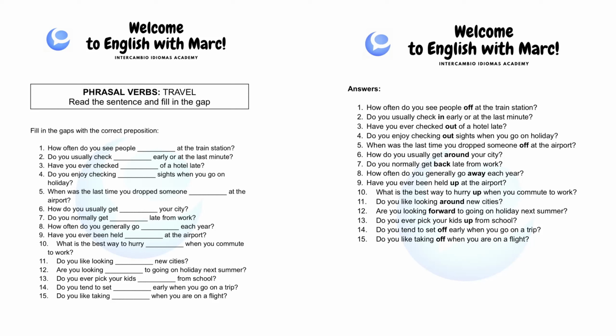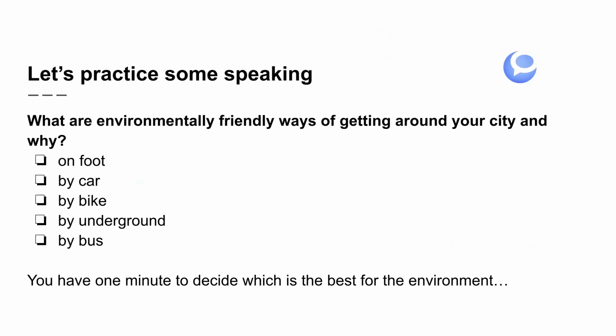Now, what we're going to do is move on to the next task. The next task is a conversation task. We are going to discuss the environment. So the question is, what are environmentally friendly ways of getting around your city and why? Which ways are eco-friendly, sustainable ways to get around your city? We have on foot, by car, by bike, by underground, or by bus. I would like you, please, to speak together, and in the end, you have to decide which of these is best for the environment. To do this, you need to interact.